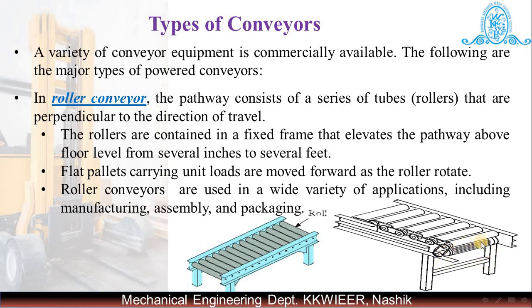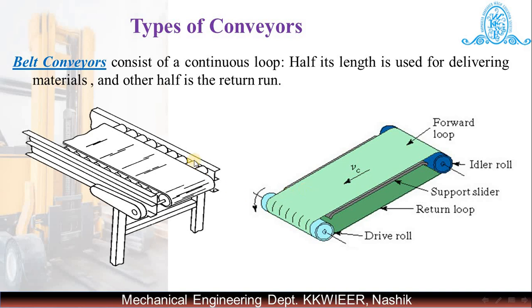A driving unit is shown over here, and all the rollers are connected with the help of maybe a chain drive. So one driving unit is there, and the others will continue to move. This type of roller conveyor has a variety of applications, maybe related to manufacturing, assembly and packaging. Another type we have is the belt type.